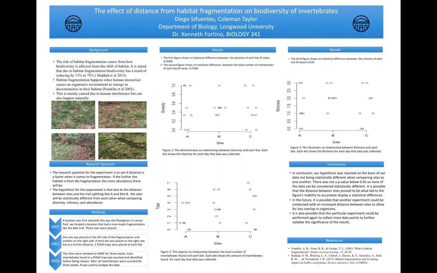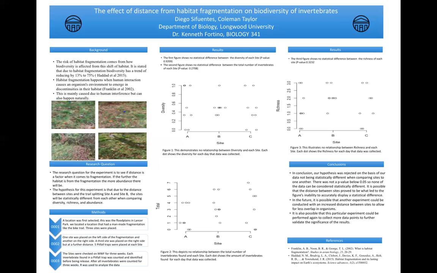So the research question for our experiment was essentially to see if distance was a factor when it came to fragmentation. So the further away the habitat is from the fragmentation, the more abundance there will be. Like if it was closer to a fragmentation, there would be less abundance. The hypothesis for our experiment was that due to the distance between our sites and the trail, or the fragmentation splitting site A and B, the sites would be statistically different from each other when comparing diversity, richness, and also abundance.